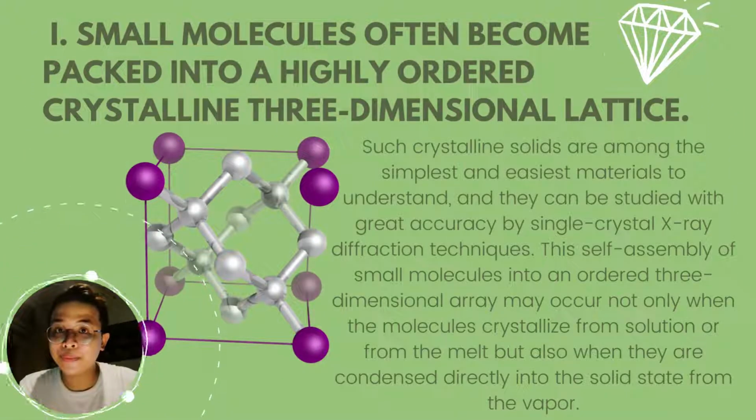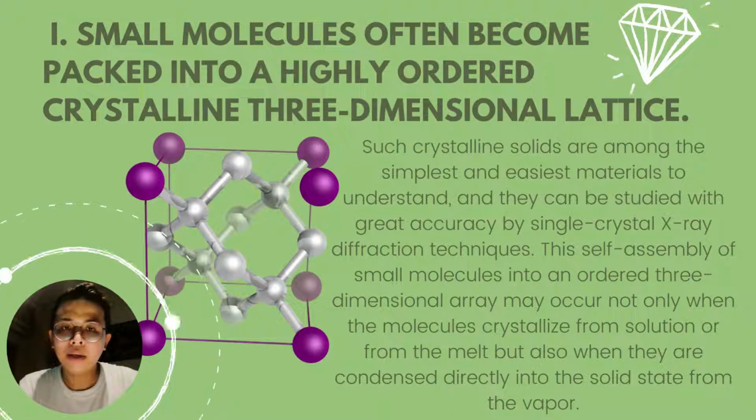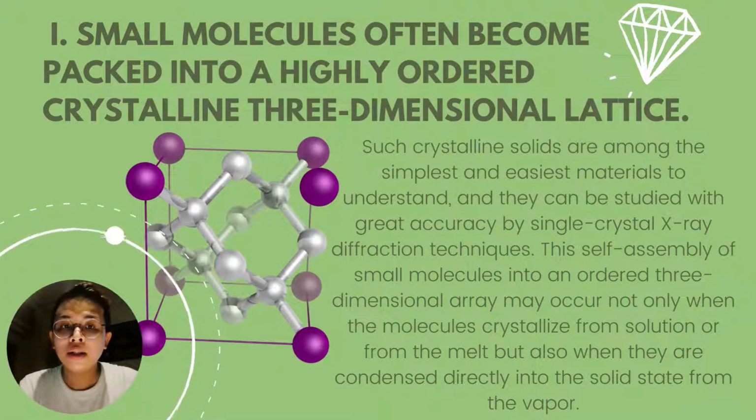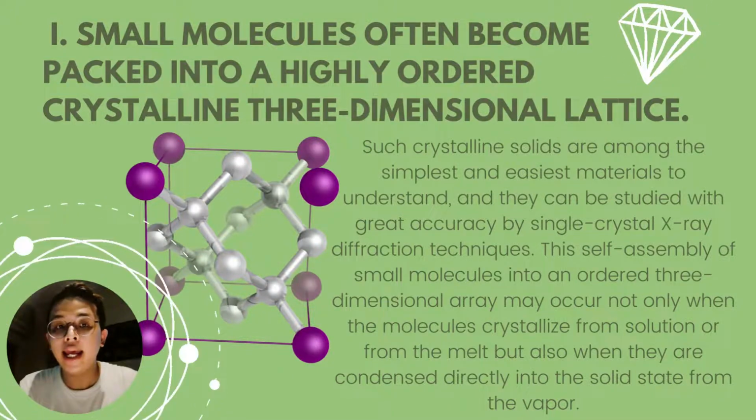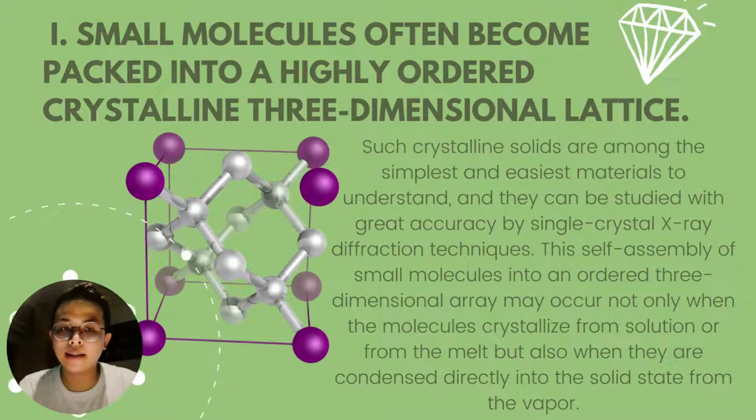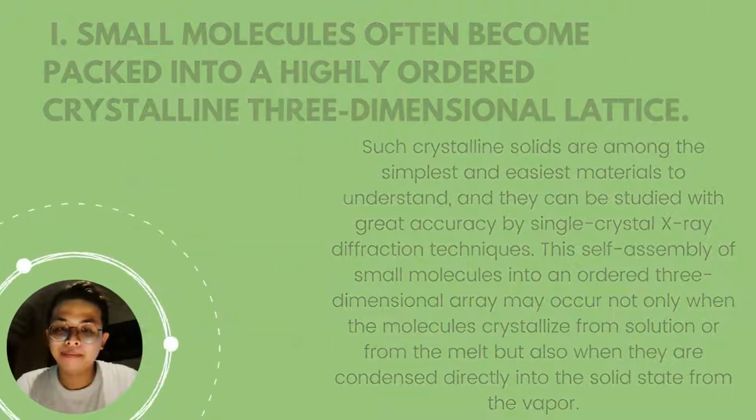The first importance of small molecule materials: small molecules often become packed into a highly ordered crystalline three-dimensional lattice. Such crystalline solids are among the simplest and easiest materials to understand, and they can be studied with great accuracy by single crystal X-ray diffraction techniques. This self-assembly of small molecules into an ordered three-dimensional array may occur not only when the molecules are crystallized from solution or from the melt, but also when they are condensed directly into the solid state from the vapor.